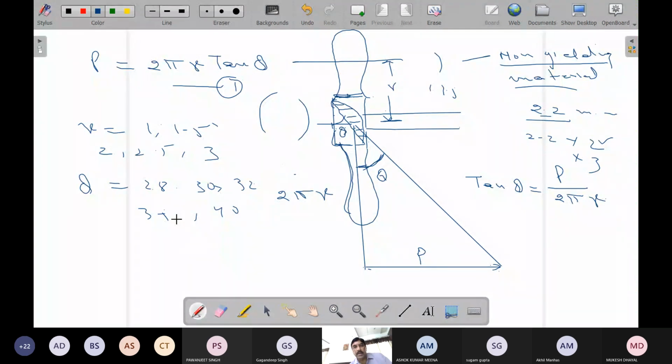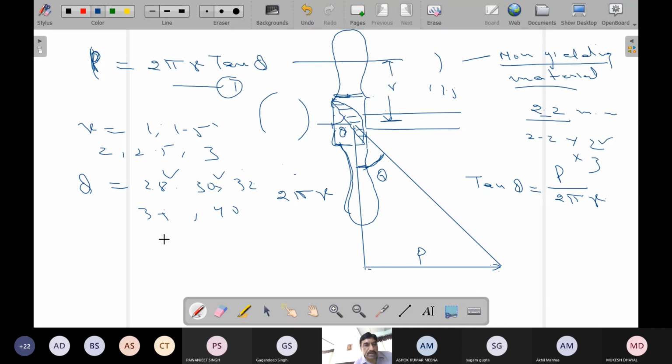Then all I have to do is calculate the value of tangent theta at these angles given, and put the value of R which is given corresponding only. If at 1 meter it is 28 degrees, put the value of R and the value of the corresponding theta, and calculate the value P. In fact, I would prefer to write it as small p, don't write capital P. Capital P represents the mean pitch.